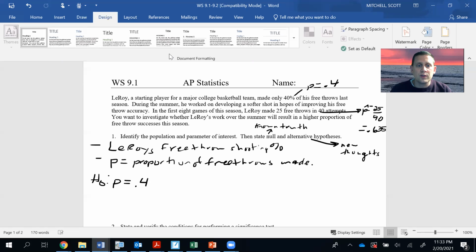Known truth is that it's 0.4. And then we need to write that out in words. Okay. Can't just write it in symbols. This is in symbols. That's our null hypothesis.